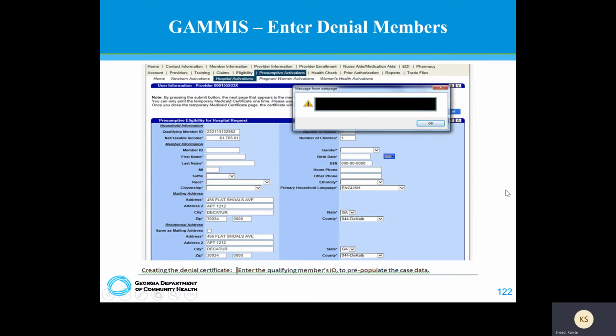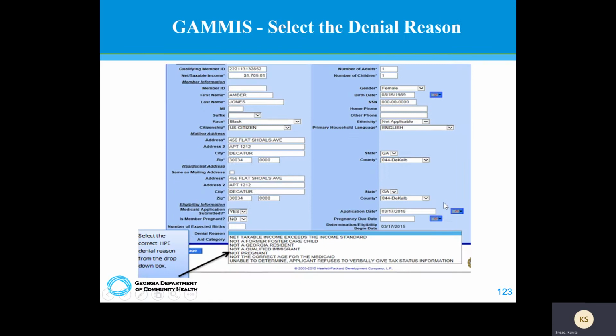And then once you've done that, you're ready to put the denial person in. So even though they were denied, if they already still have an ID number, you're going to go ahead and put that ID number in and hit enter, and you're going to fill in this information for them down here.